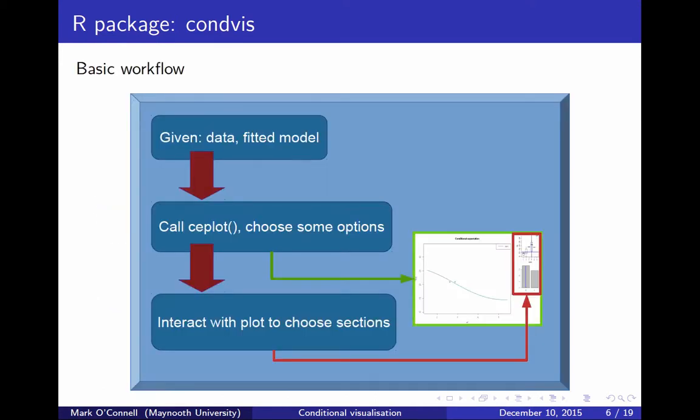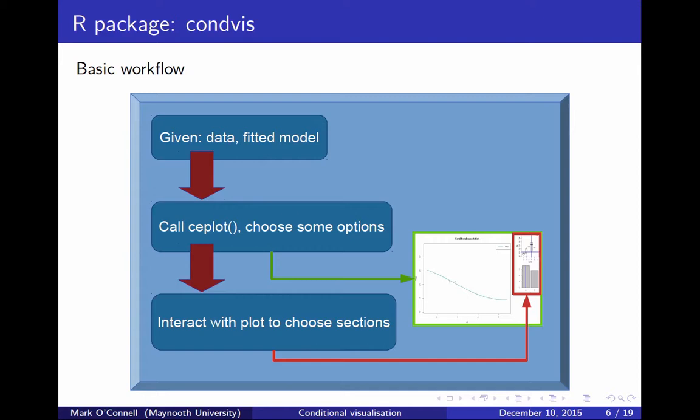Here is an overview of how the package is used. Basically, we start with a dataset and a fitted model in R. Then we call the main function in condvis, which is ceplot. We can specify some options at this stage: the predictors we want to investigate, the predictors we want to condition on, the type of plot, separate windows, or a Shiny web application. So this function produces a plot. We can then interact with the plot via visual summaries of the conditioning predictors in order to choose sections. And every time we pick a section, the visualized section is updated.